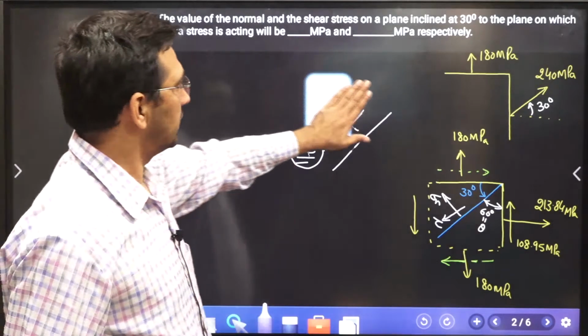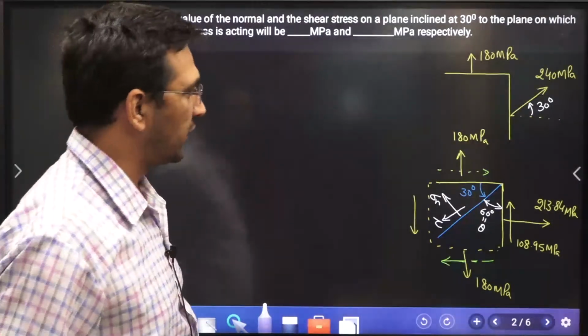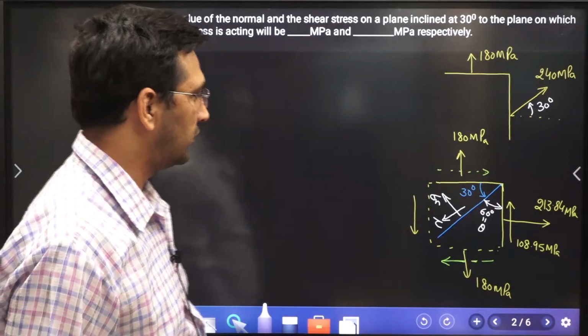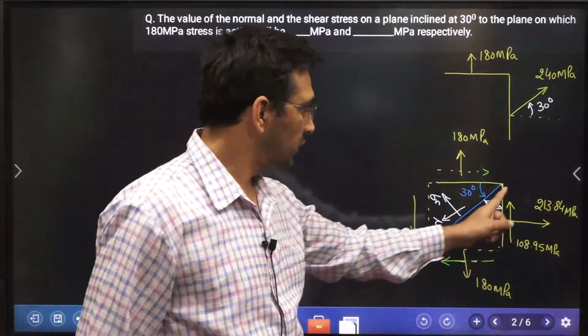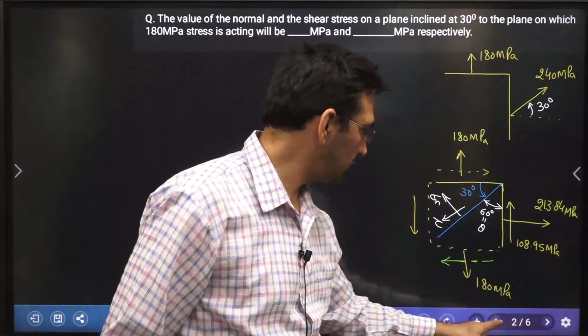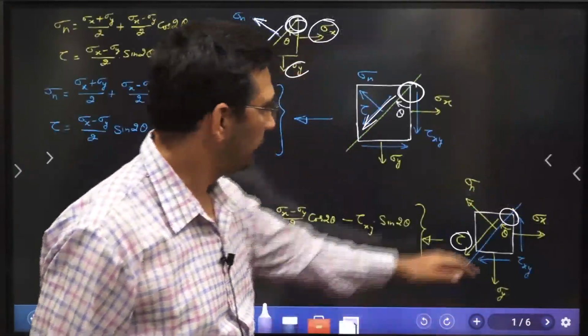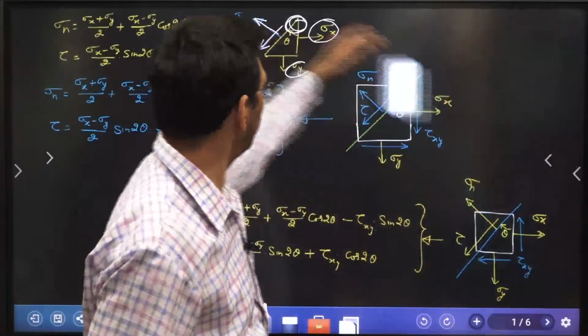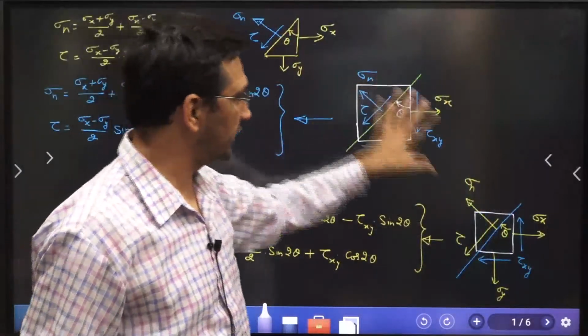Now it becomes pretty easy for me to apply the equation. Now see, which equation should I apply? You are having shear stress, you are having normal stress. I want to find out these two values. Now see this. Which one is it getting related to? Obviously it is a complex state of stress, either this or this.